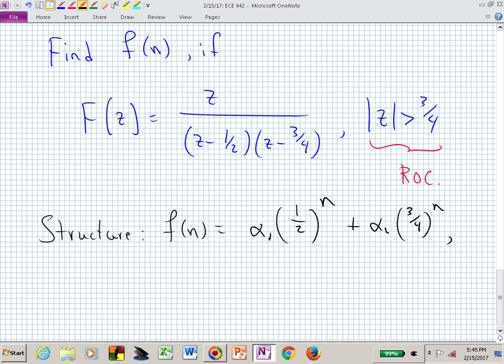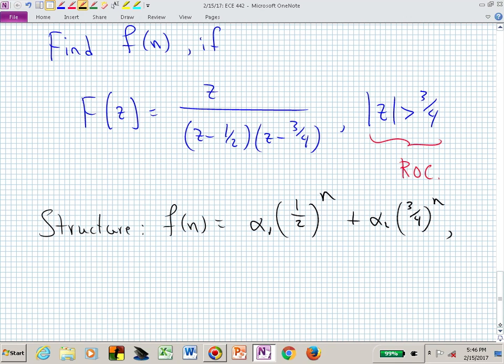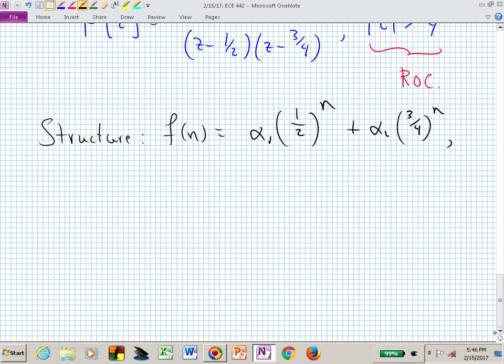Do you know what indices this is valid for? What is little n? Is it two-sided? Is it left-sided? Is it right-sided? Is it anti-causal? Is it causal? Which range of values for n is allowed given this information for capital F of z? Or can we determine that? What's the region of convergence telling us?